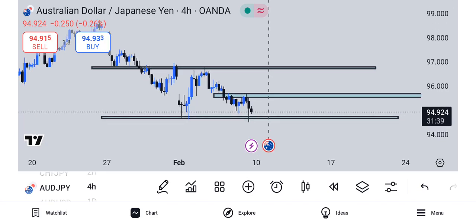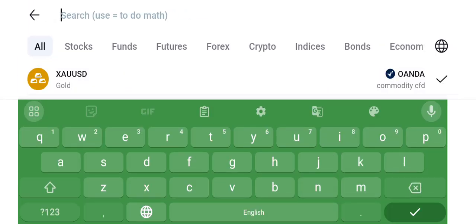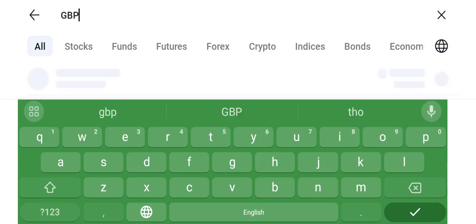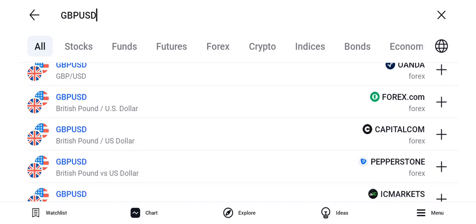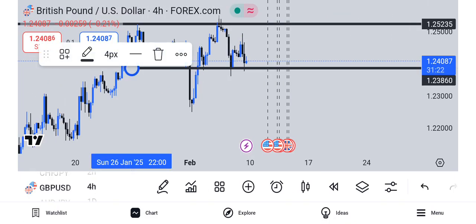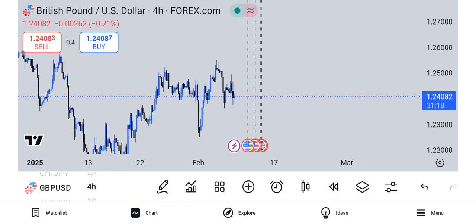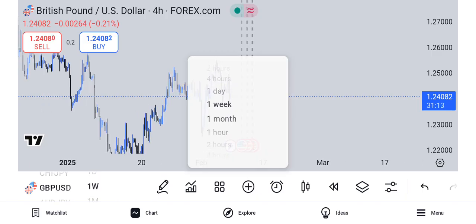Let me think of a pair. I know you're thinking about GU. Yeah, GU. This is just a simple strategy. GBPUSD. Let me look for a clean chart. I think this one, because I already analyzed some. So on GU, I think GU is ranging. I'm sorry guys, GU is ranging. But let's try and analyze this.